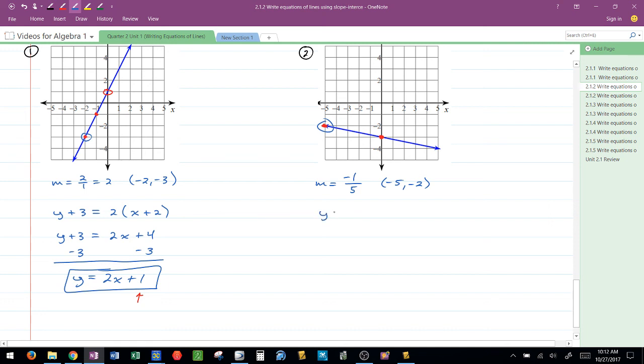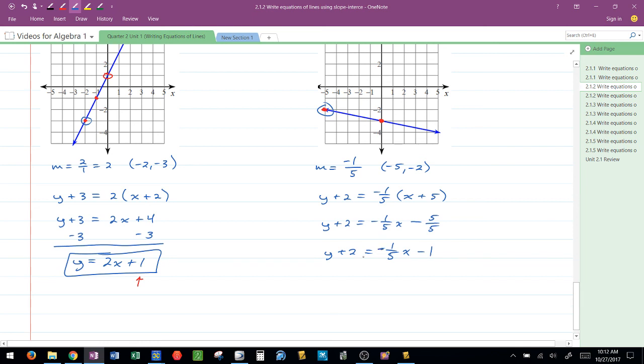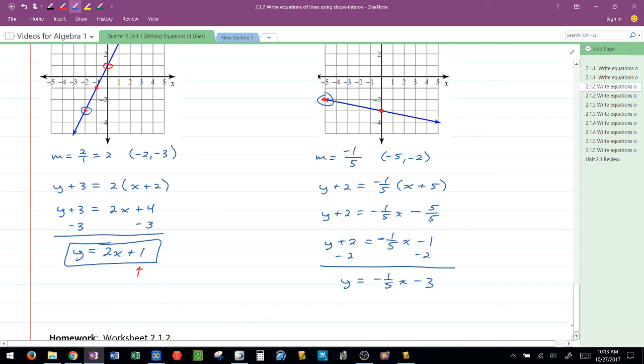I have y minus -2, which would be y plus 2, equals -1/5 times x minus -5, which would be x plus 5. Distribute. Y plus 2 equals -1/5 x minus, because I have -1/5 times positive 5, -5 over 5. -5 over 5 is really -1. So I'm going to simplify that. Y plus 2 equals -1/5 x minus 1. Okay. I'm going to subtract 2. And that leaves me with y equals -1/5 x minus 3. And that is the equation of this line in slope-intercept form.